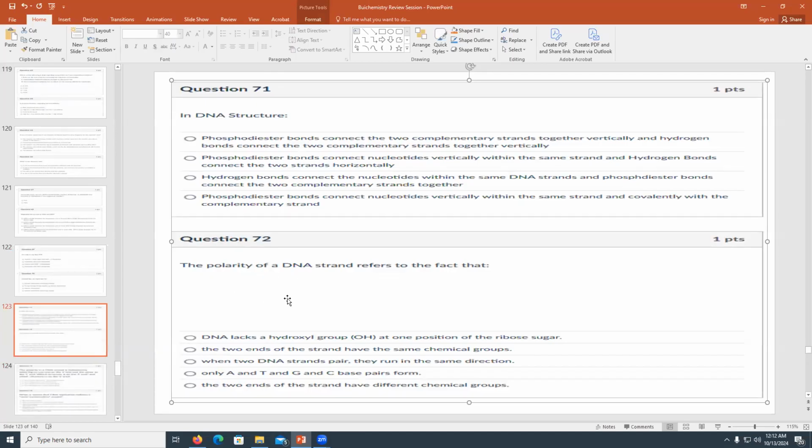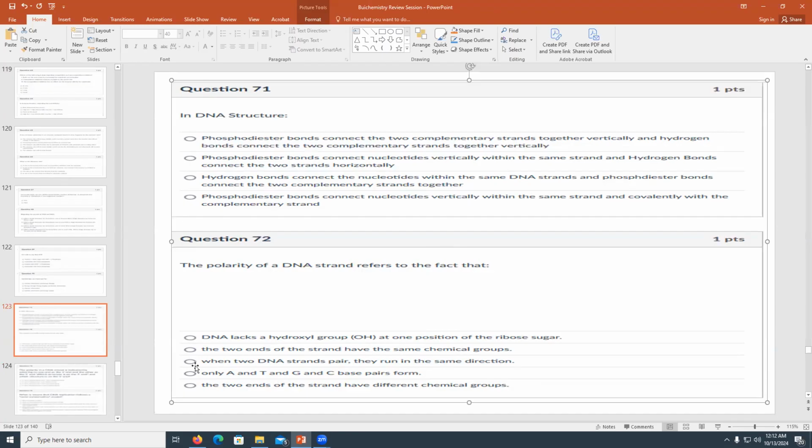Polarity of a DNA strand refers to the fact that the DNA lacks a hydroxyl group at one position of the ribose. No, that's deoxyribose. The two ends of the strand have the same chemical groups. No, they have different chemical groups. The 5' end has a phosphate group, and the 3' end has an OH group.